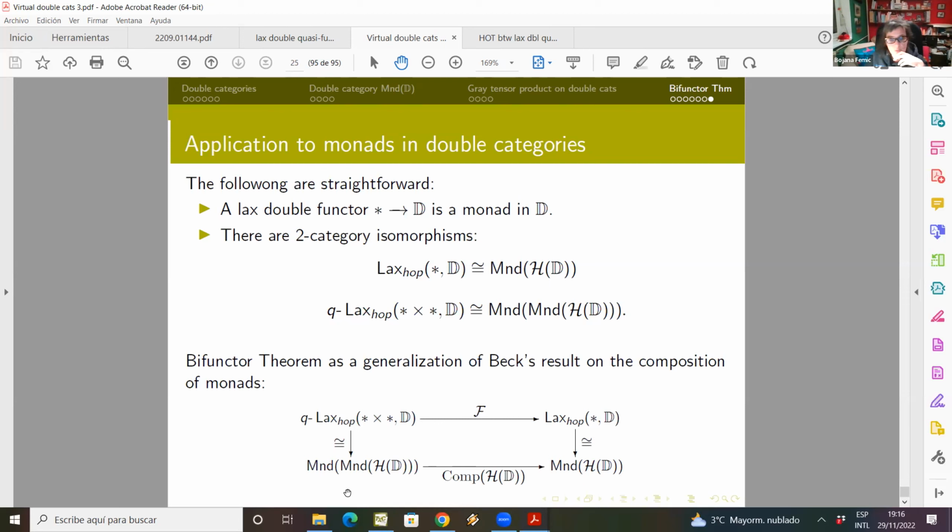And what happens below? Street already noticed that this Mnd of D is actually a functor from the category of two-categories into the category of two-categories. And there is a natural transformation comp for the composition of monad with monad. Now what is interesting for me to see is that this F, when you apply it to the trivial double functors in the domain, you recover this composition of monads. So you see that this F speaks a lot more than just that.